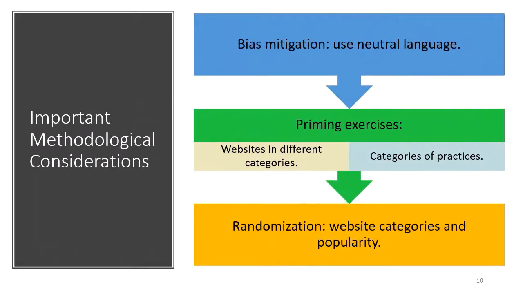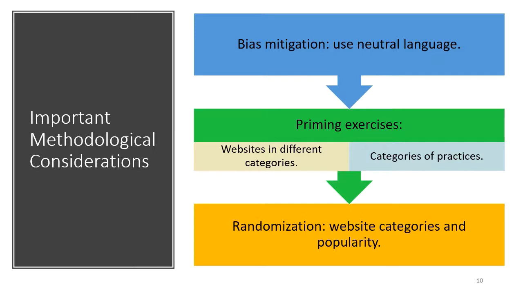However, there were some important methodological considerations when we went about doing this study. As mentioned earlier, it was crucially important that we mitigated bias as much as possible by using neutral language. We didn't want to impart our own bias as researchers. We also found that, amongst ourselves, we often felt quite negatively towards these practices, and it was really important that we didn't prime our participants accordingly.